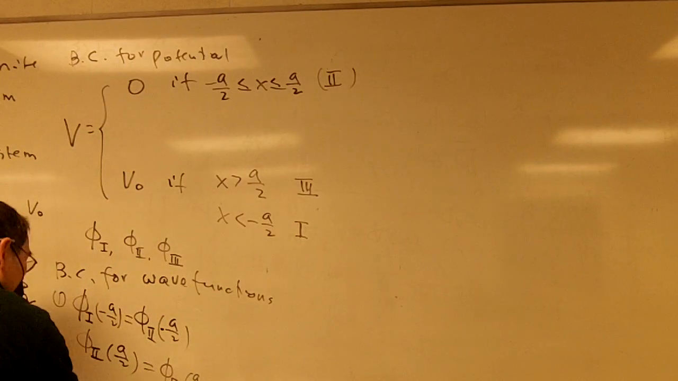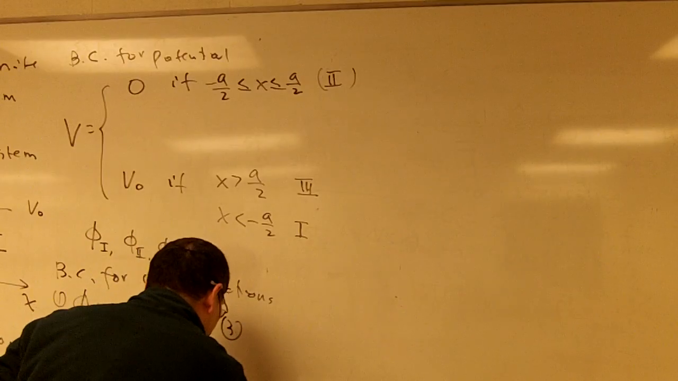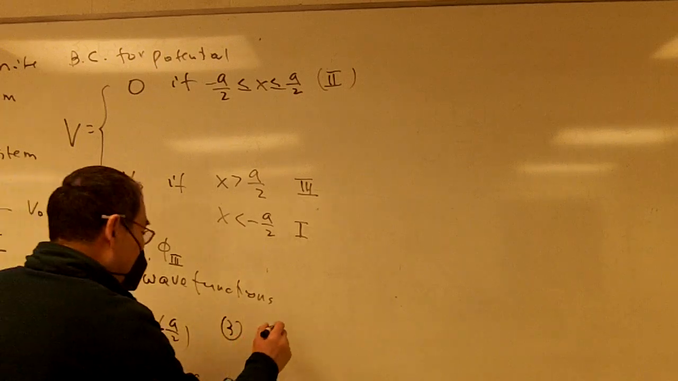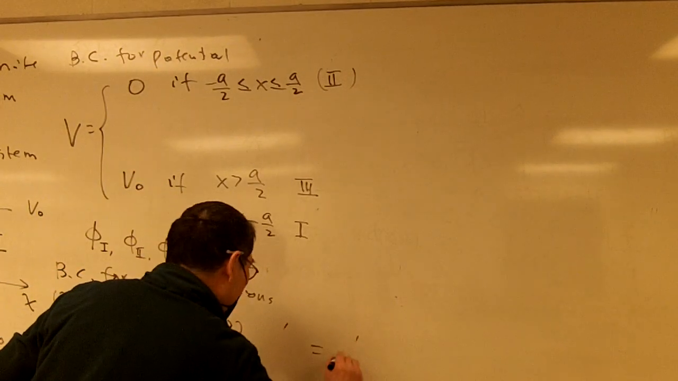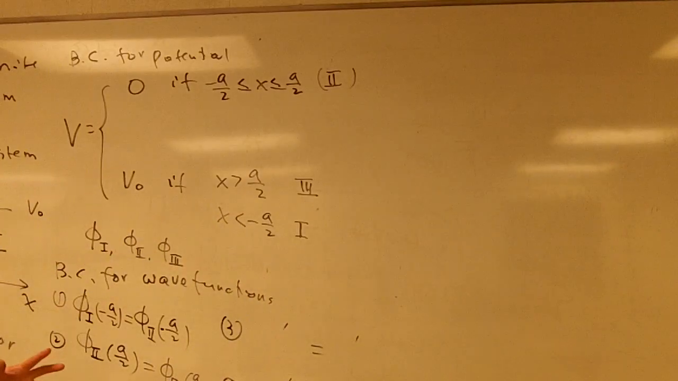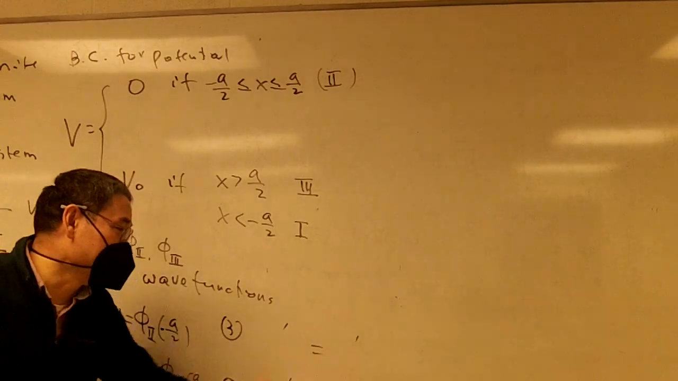1, 2, we have 3 and 4. 3 and 4 is a derivative of these ones. In other words, just to save my time, I simply put a prime equals prime, prime equals prime. Okay, I just saved my time. In other words, this is just the first order derivative.